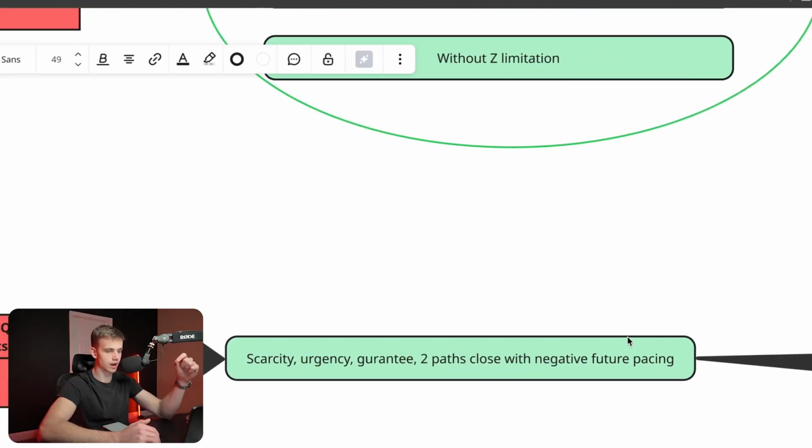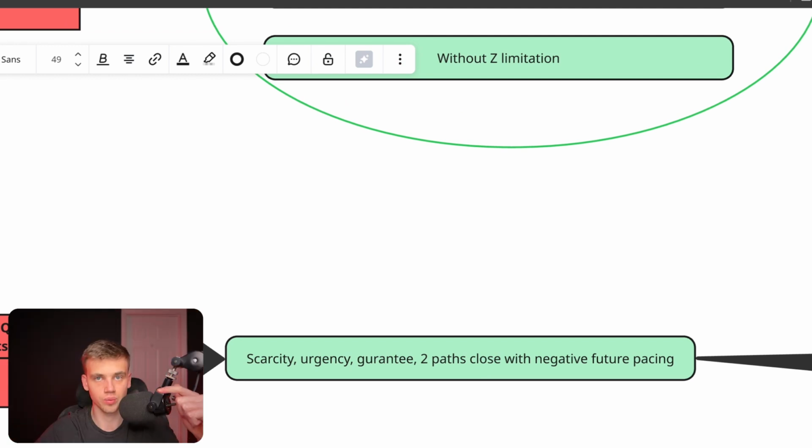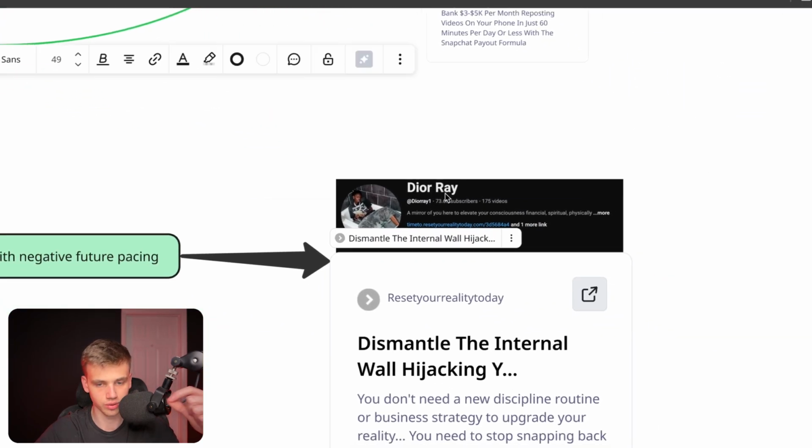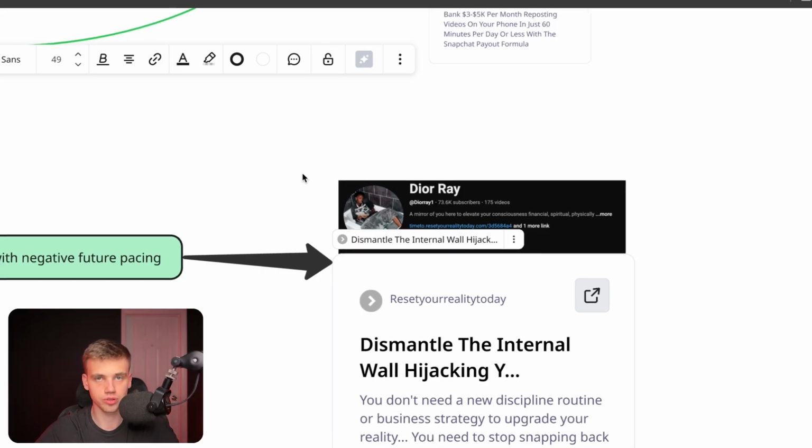The reason they should start now, and the reasons we show in the VSL, is scarcity, urgency. We give them a guarantee depending on the offer. And then we go into a 2 paths close with negative future pacing. And I'm going to show you how we did this for another creator, Dior. Specifically, I'm going to go into the 2 path close. And before the 2 path close in this VSL, we already added the urgency element and the scarcity element by talking about limited spots and how fast those spots are filling up. But anyways, let me play a snippet of this VSL.